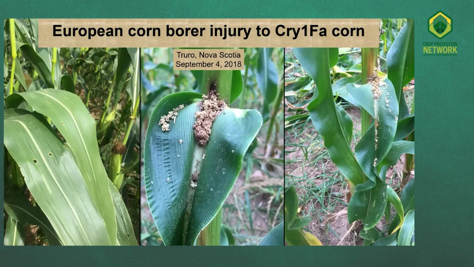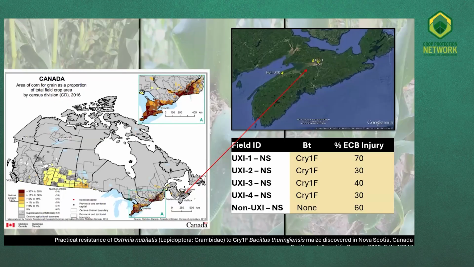We got some calls that year that we should go out and take a look at corn in Nova Scotia, that there was corn borer injury. We went to a number of fields that were heavily infested with corn borer. Anywhere from 30 to 70% of the plants had symptoms of corn borer injury. And these were all Bt plants that produced the Cry1F protein.